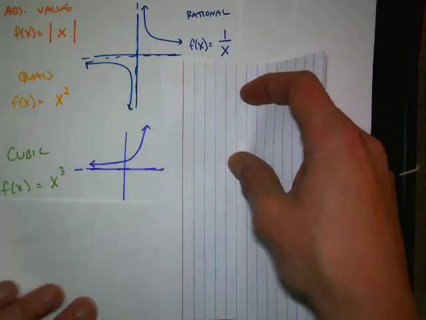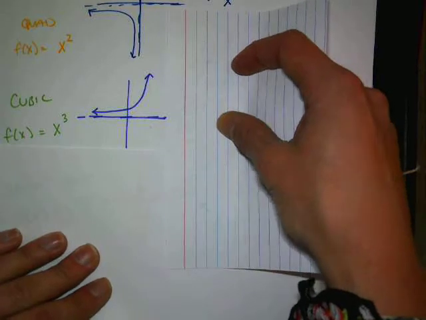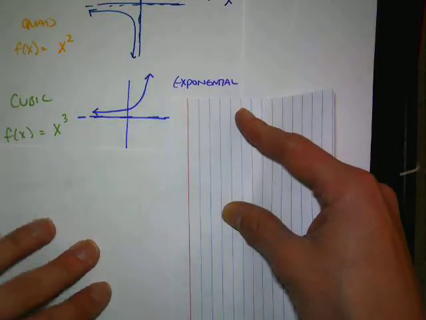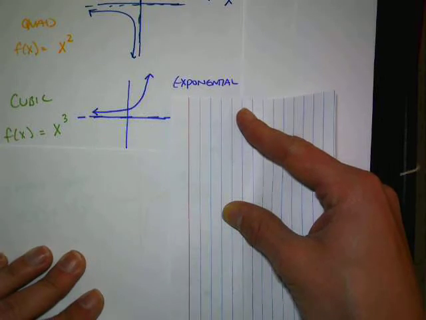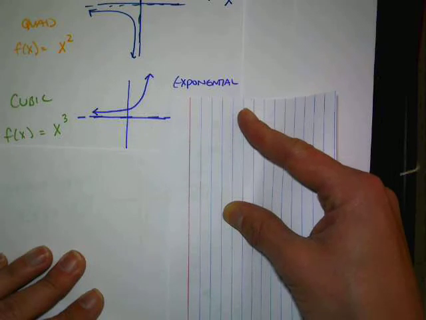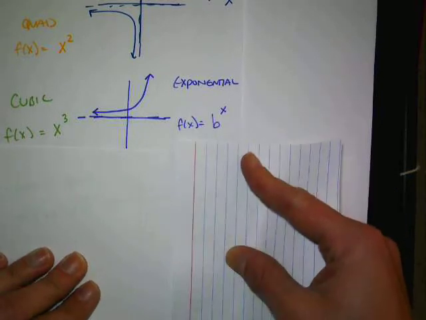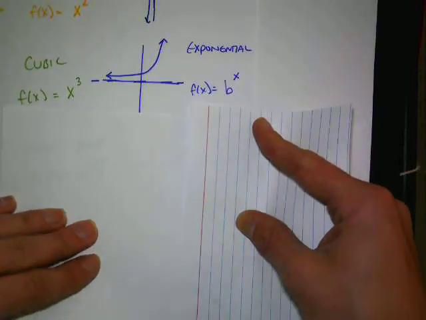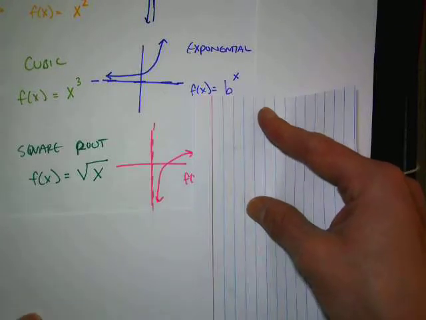Exponential. And what is the function notation for it? F of x equals b to the x. The important thing is, where is the x in an exponential? In the exponent. So x is in the exponent for an exponential. Exactly.